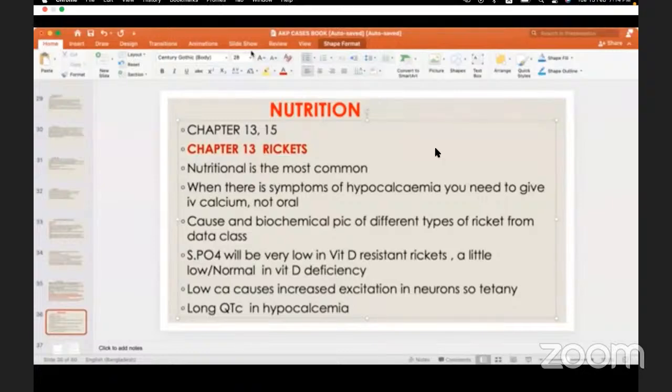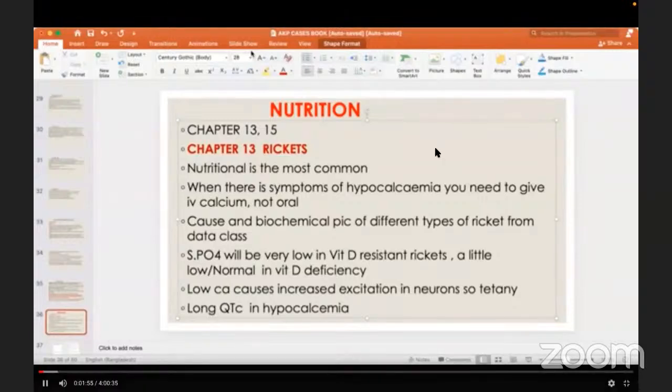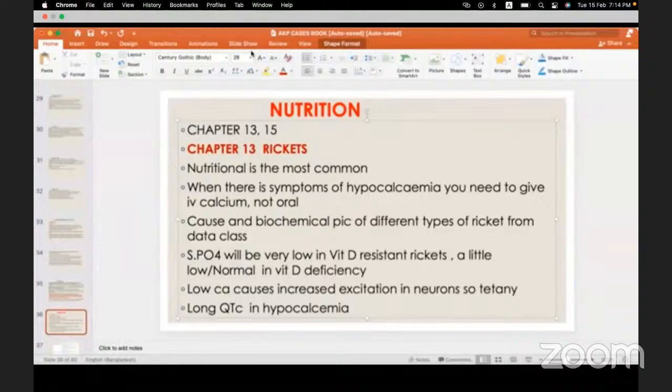Vostek and Trousseau's sign, two signs. You have to remember these two signs. Why? Sometimes they will give you a question that this sign is positive. What is the diagnosis? So these are the two tests, Vostek and Trousseau's sign.